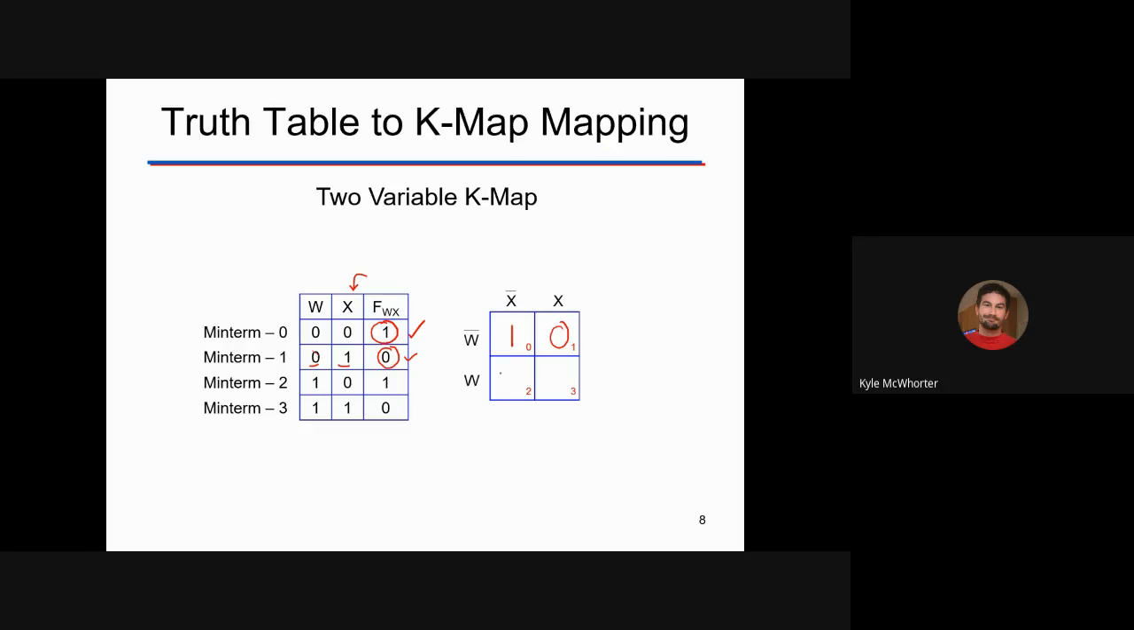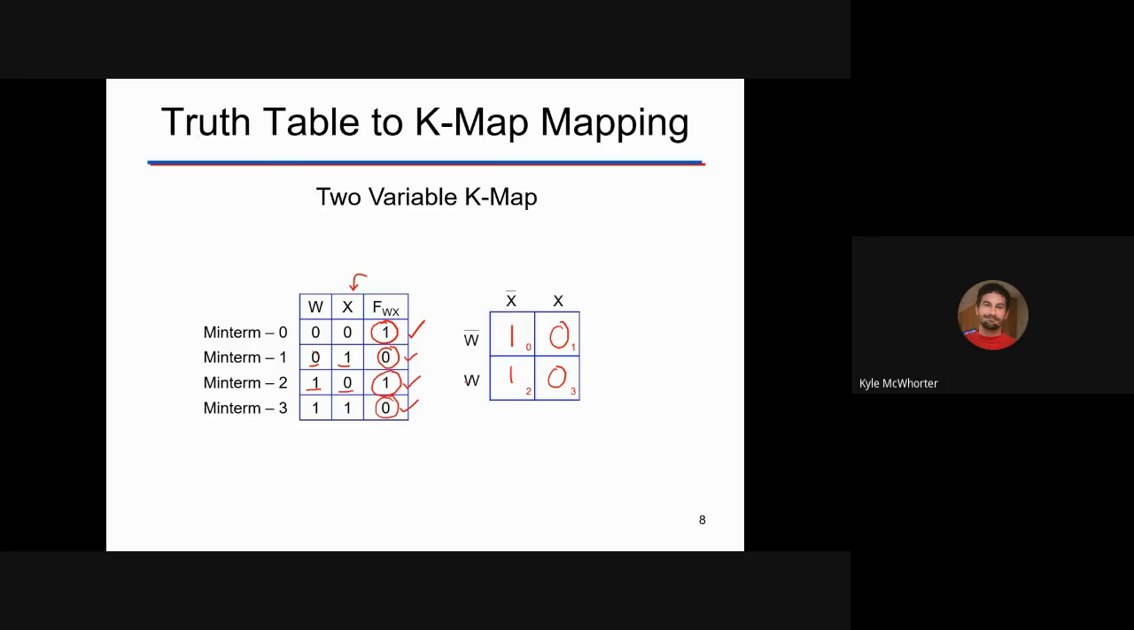Then in this box, box number 2, we have w and not x, so that's a 1 and a 0. That's right here, the w and the not x. It's this row, so the output for that box is a 1. And then the last box, box 3, is w and x. That's a 1 and a 1, so that's that row. Our output is a 0, and that goes there.